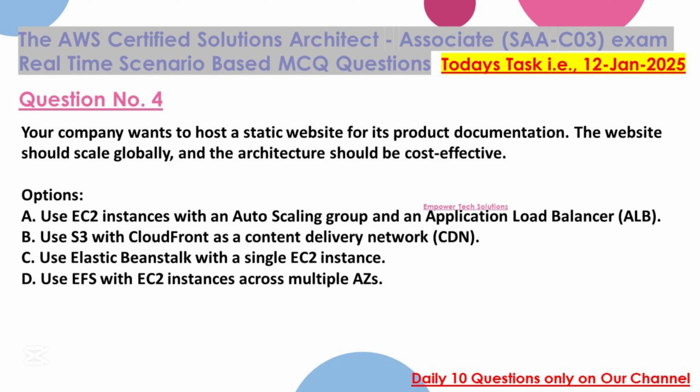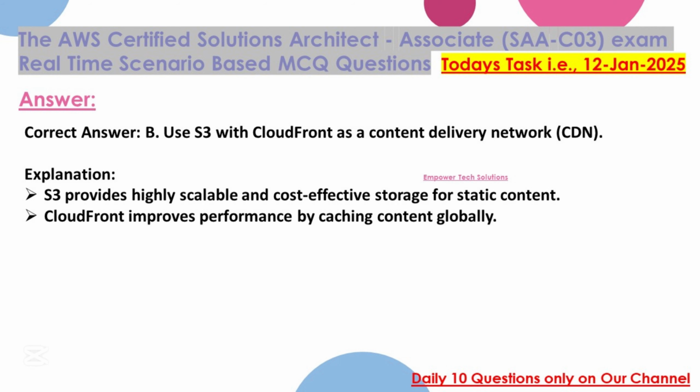B. Use S3 with CloudFront as a content delivery network, CDN. C. Use Elastic Beanstalk with a single EC2 instance. D. Use EFS with EC2 instances across multiple AZs. Correct answer: B. Use S3 with CloudFront as a content delivery network, CDN.